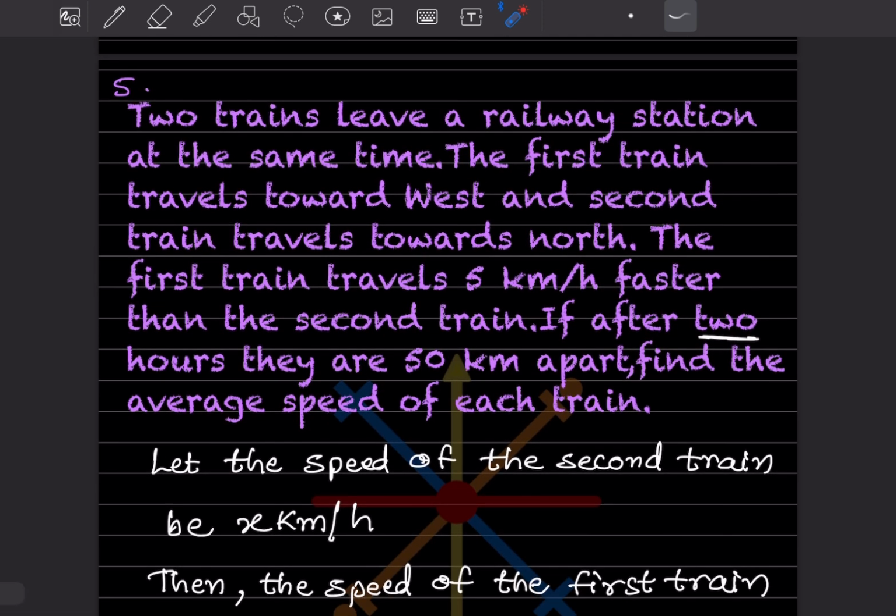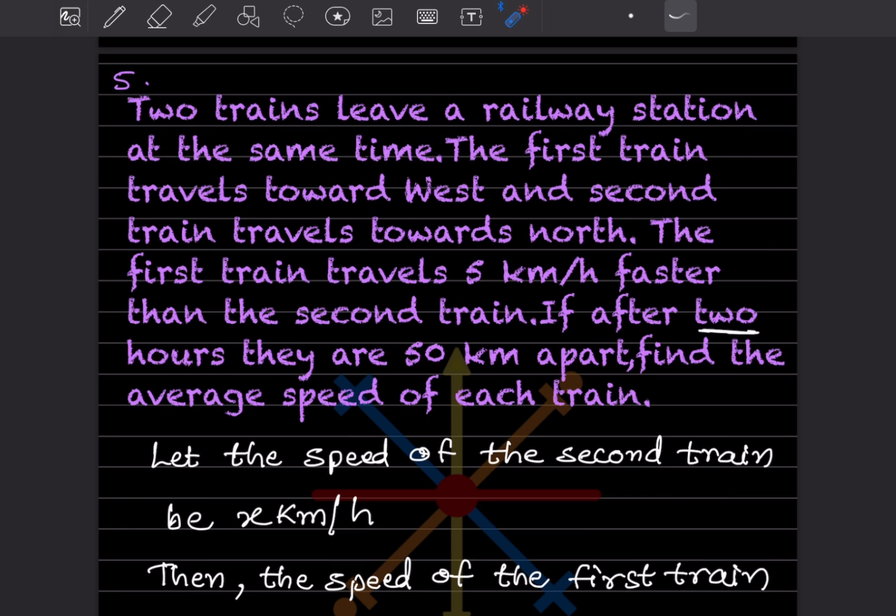Two trains leave a railway station at the same time. The first train travels towards west and the second towards north. The first train travels 5 km per hour faster than the second train. If after 2 hours they are 50 km apart, find the average speed of each train.